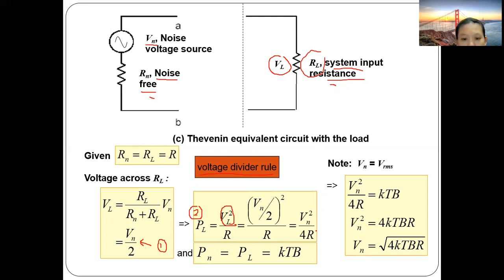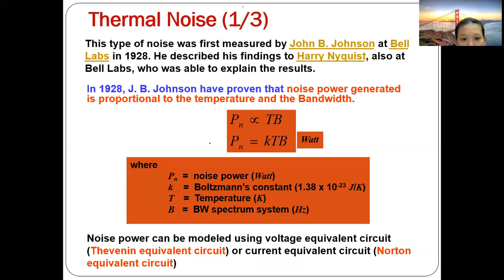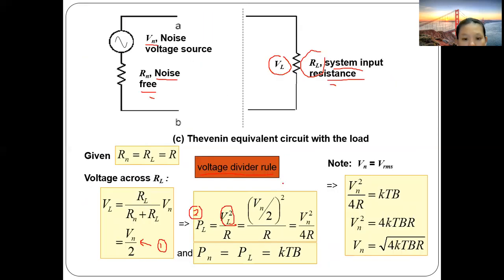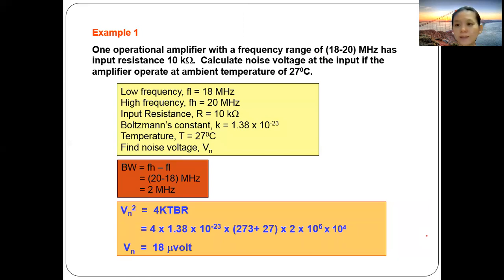From the previous equation, the Johnson equation, we have Pn equals kTB. So we use Pn equals PL equals kTB. Now we equate equation 2 with equation 3. So Vn squared over 4R is equal to kTB. We rearrange, bringing the 4 and the R to the right hand side, and we have Vn squared equals 4kTBR. And then Vn equals the square root of 4kTBR.